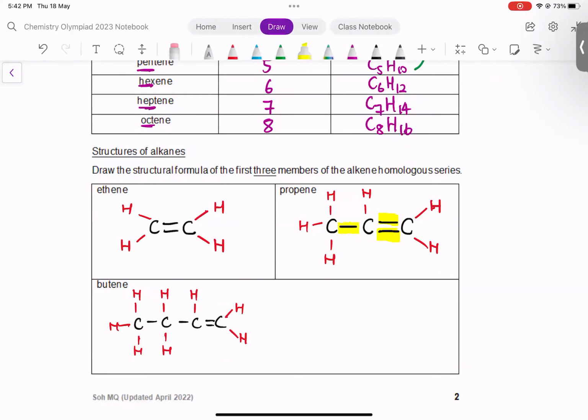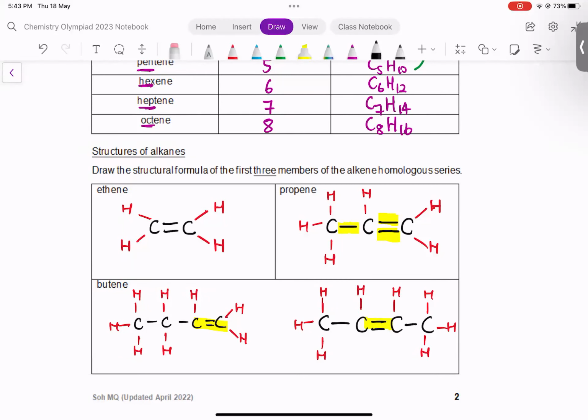Why must the double bond be at the end? Why can't we have chosen the double bond to be in the middle? Isn't this equally valid? The functional group doesn't need to be right at the end, right? It could have been somewhere in the middle, and indeed that is the case. This is totally possible. All right. So this is another way to draw butene, the 4-carbon alkene.